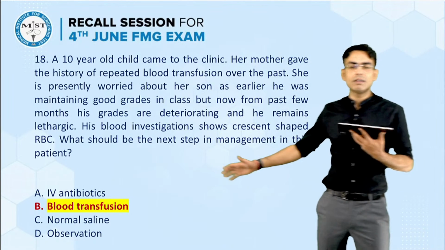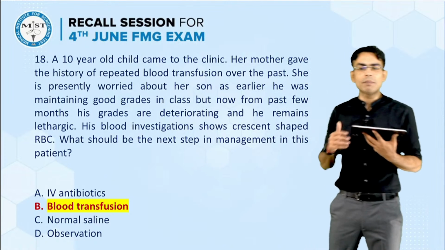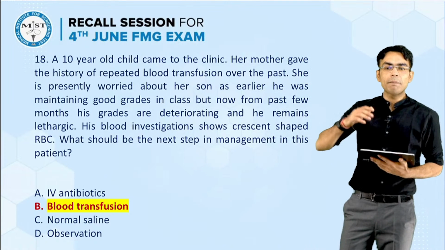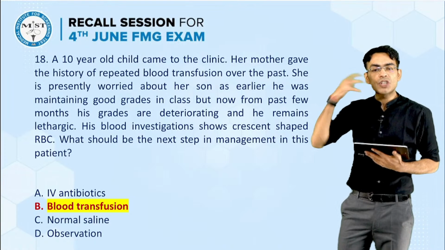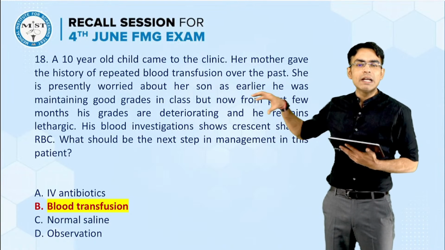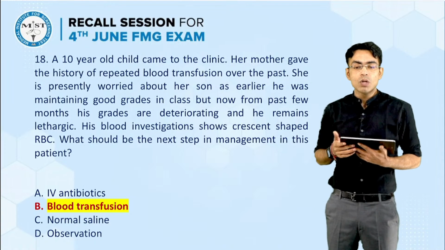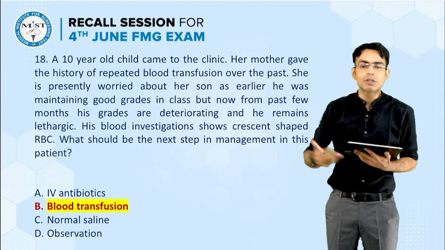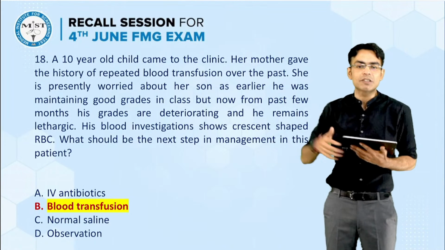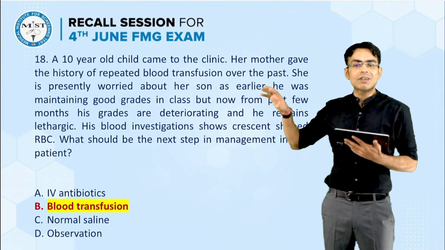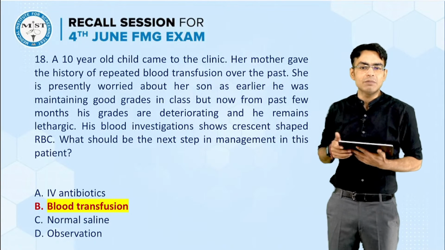But by the options which are given, the best thing is this: the child is becoming lethargic, the child is not keeping up the pace with the other students of the class, maybe the hemoglobin values are going down. So in the management, obviously you will transfuse the blood because the RBCs are being lysed by the spleen. So you need to transfuse the blood as the next step of management in these patients.